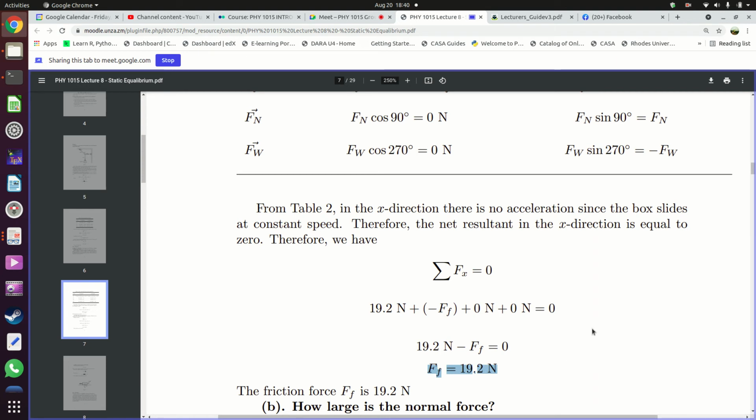Are we clear? So you find the friction force to be 19.2 newtons. Is it clear?